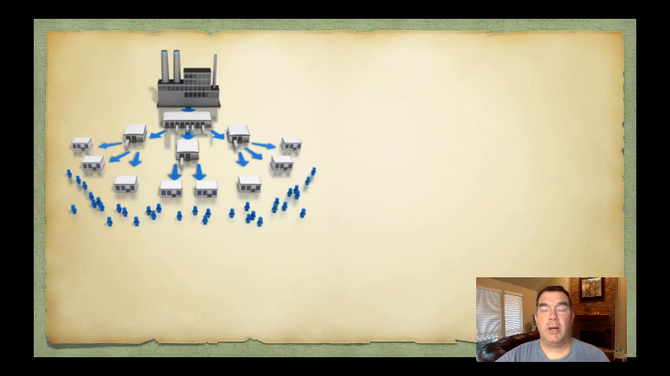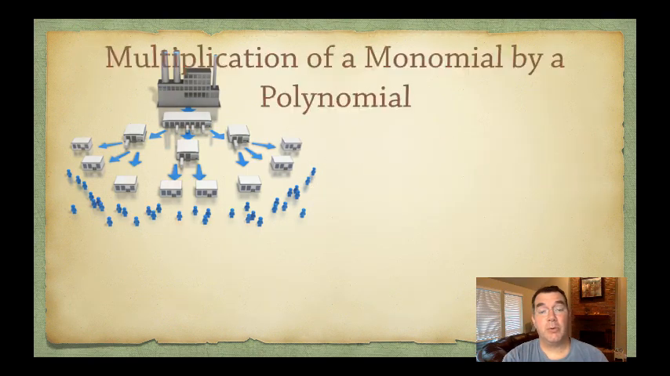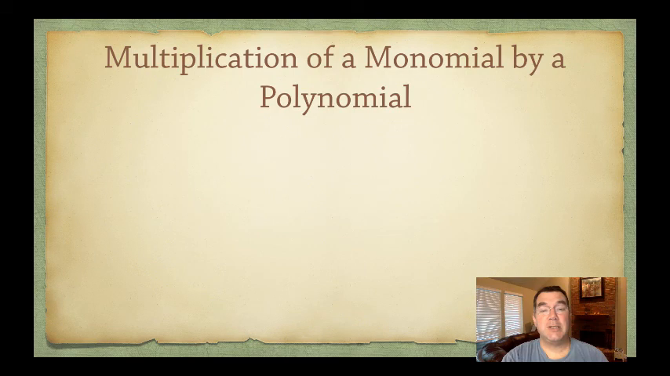Hello again. We are starting a new unit on factoring, and that is taking a polynomial and separating it into a bunch of factors that multiply to give that polynomial, if that's possible. So today we're going to start by talking about factoring using the distributive property, which you've heard of before. So let's just review what it means to multiply a monomial by a polynomial.